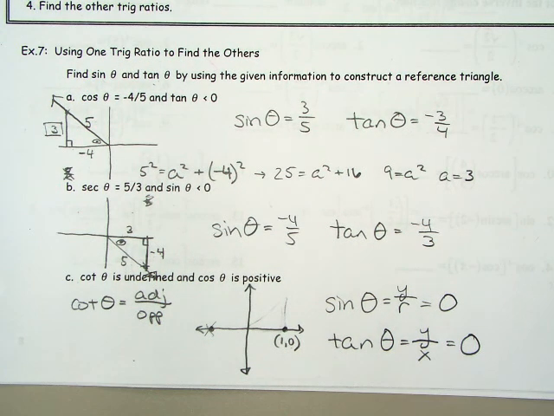Okay, and we're able to find the other two values, the sine and tangent that we were looking for. Okay, that's it for today.